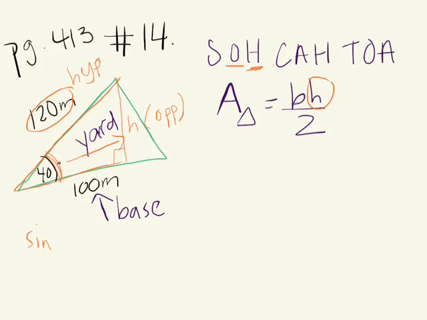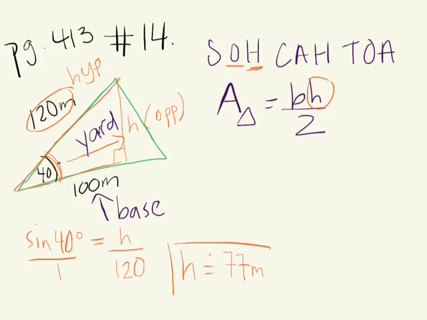Sine 40 degrees is equal to what? Opposite, height, over 120. Cross multiply, solve for h. We need to know the height in order to find the area. When we cross multiply, we get approximately 77 meters. Good. So now can we find the area?